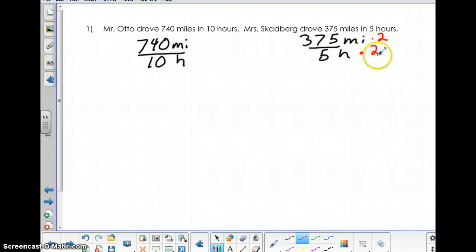So if we rewrite this, 5 times 2 is 10. So in 10 hours, how far does she go? 750. I said he, it's she. So now, can we compare these 2 rates? Yes. What do they have in common? The denominator, which is 10 hours.